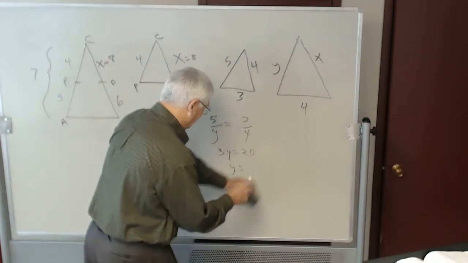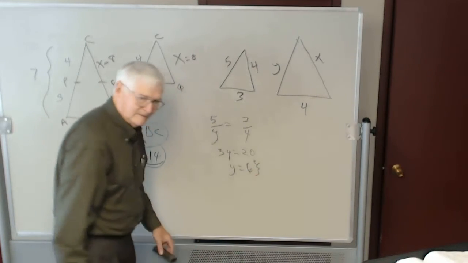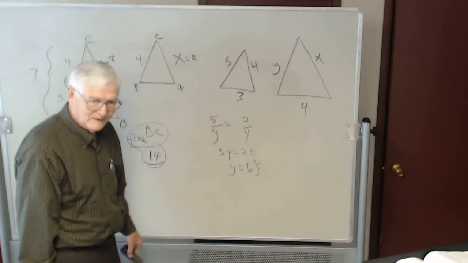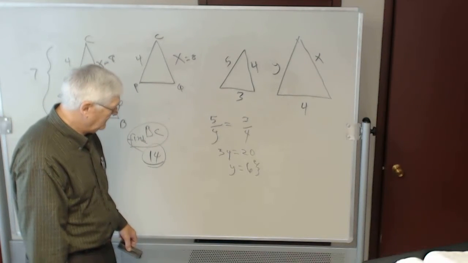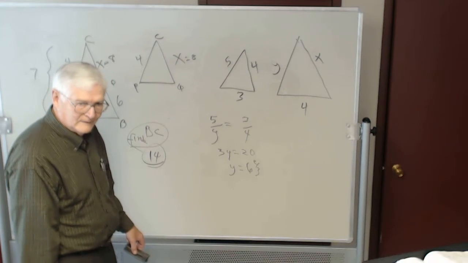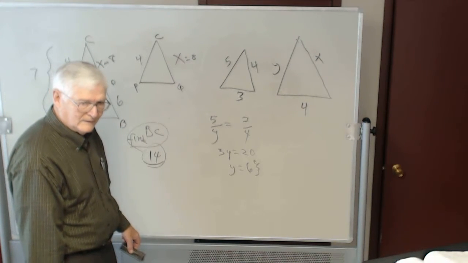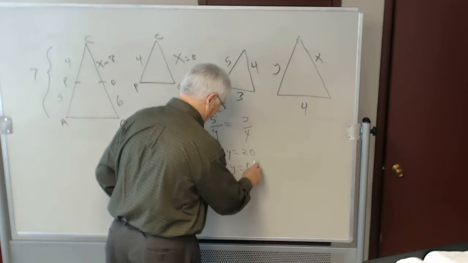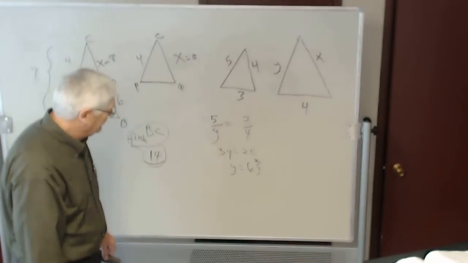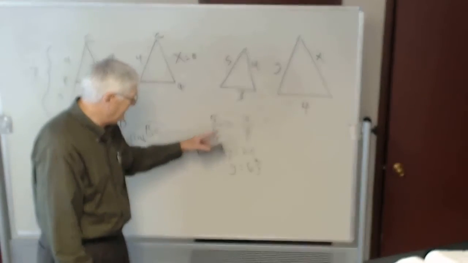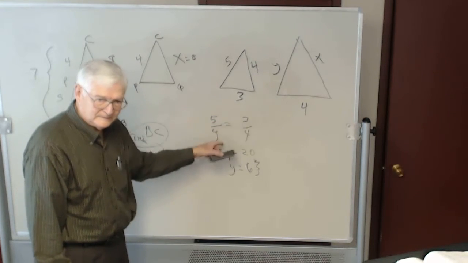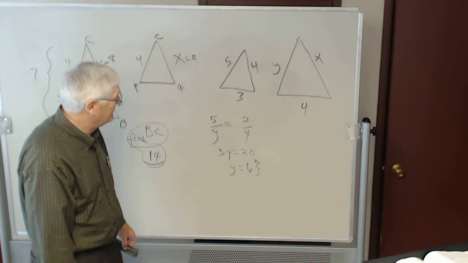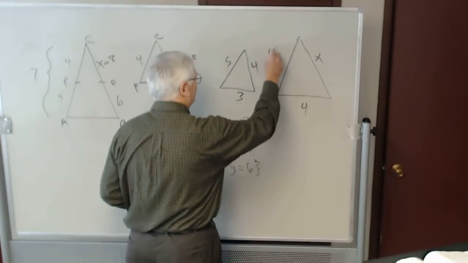So Y equals 7 1/3. No, 6 2/3. Because you divide 20 by 3, you divide by 3 on both sides to get Y. So Y is 6 2/3. You see where I'm getting the 3Y and the 20? Cross multiplying. That's not my issue. I'm trying to find where I went wrong.